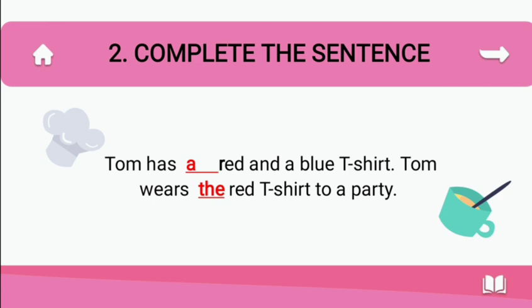Now look at the second sentence. Tom wears the red t-shirt to a party. Why do we put the in the second sentence? Because it refers to the thing that we have talked about.